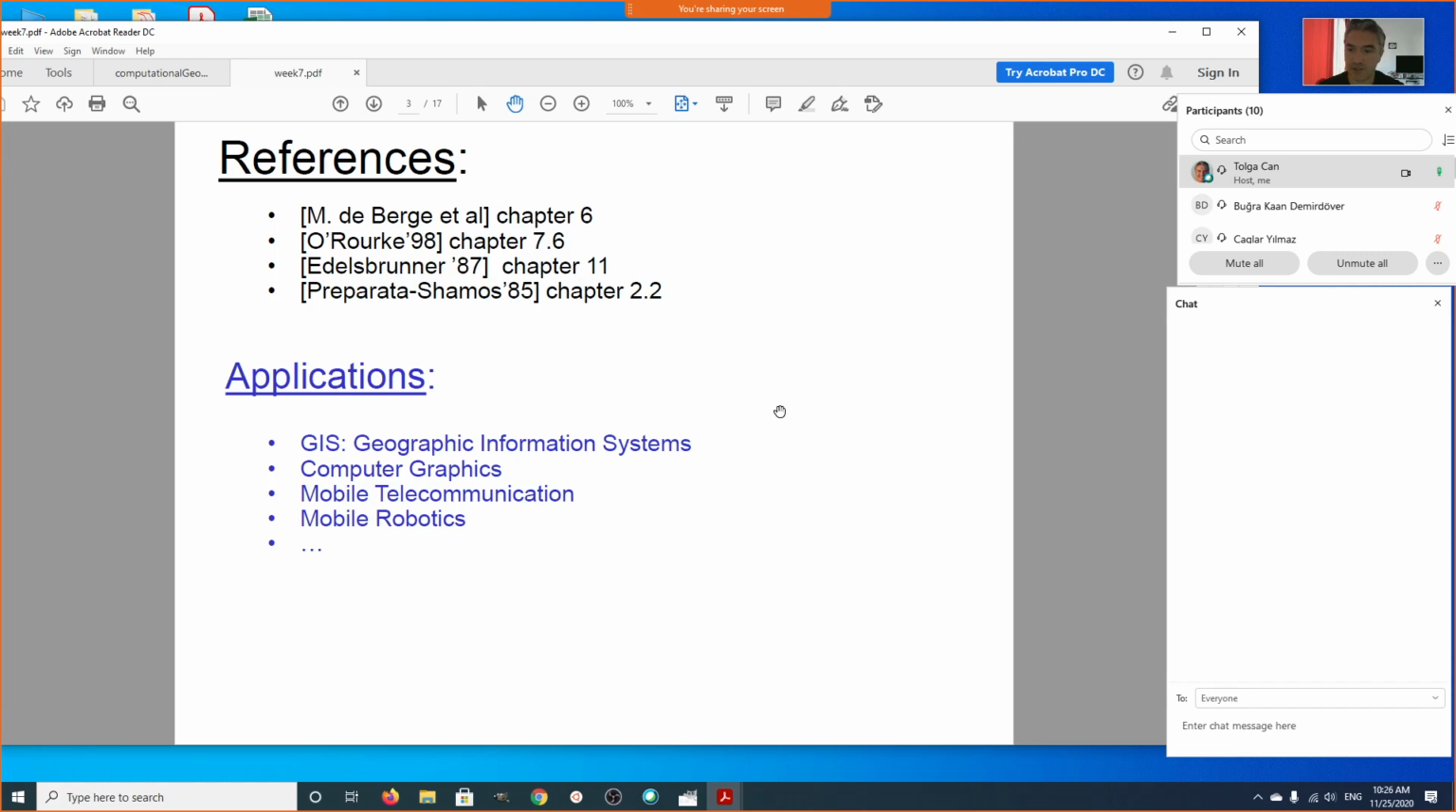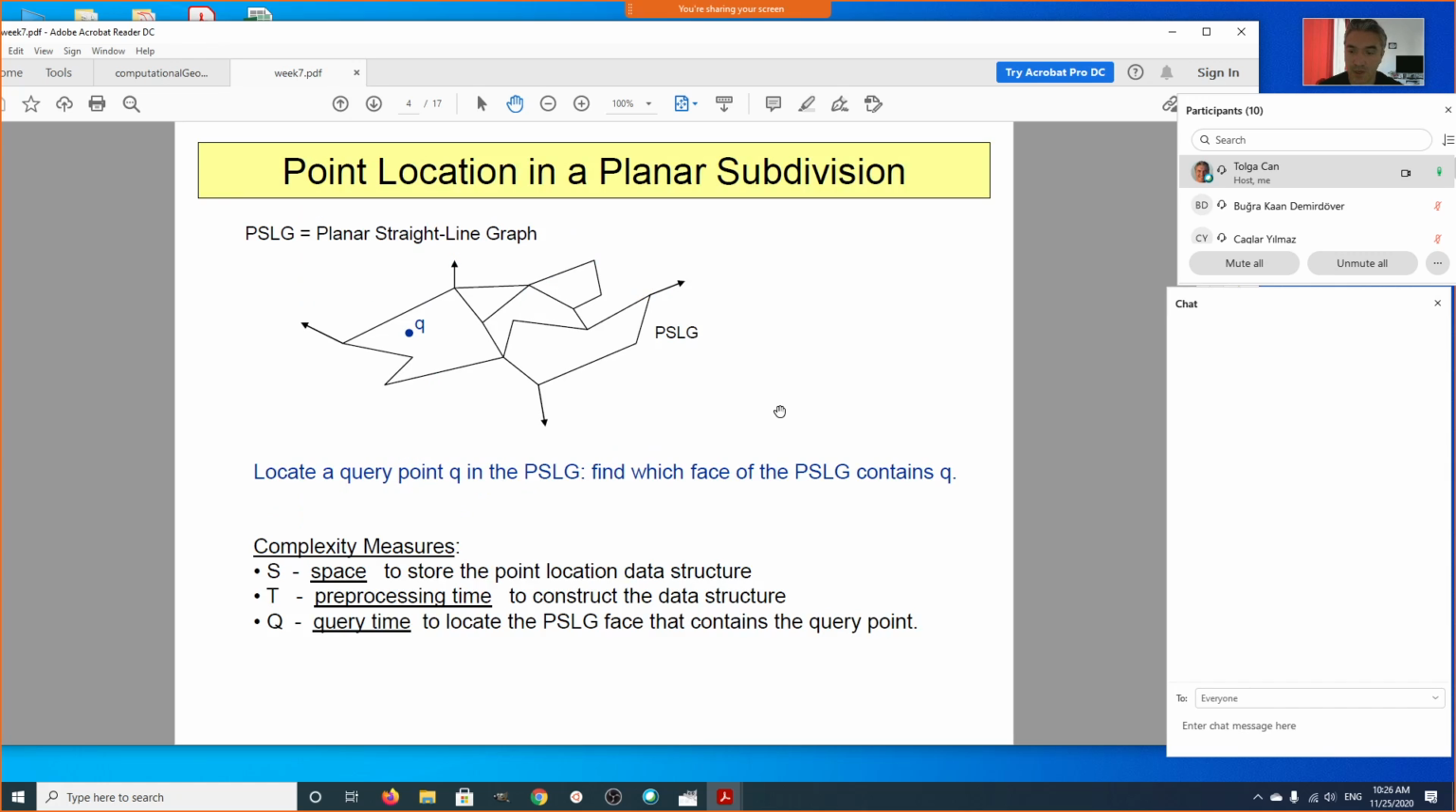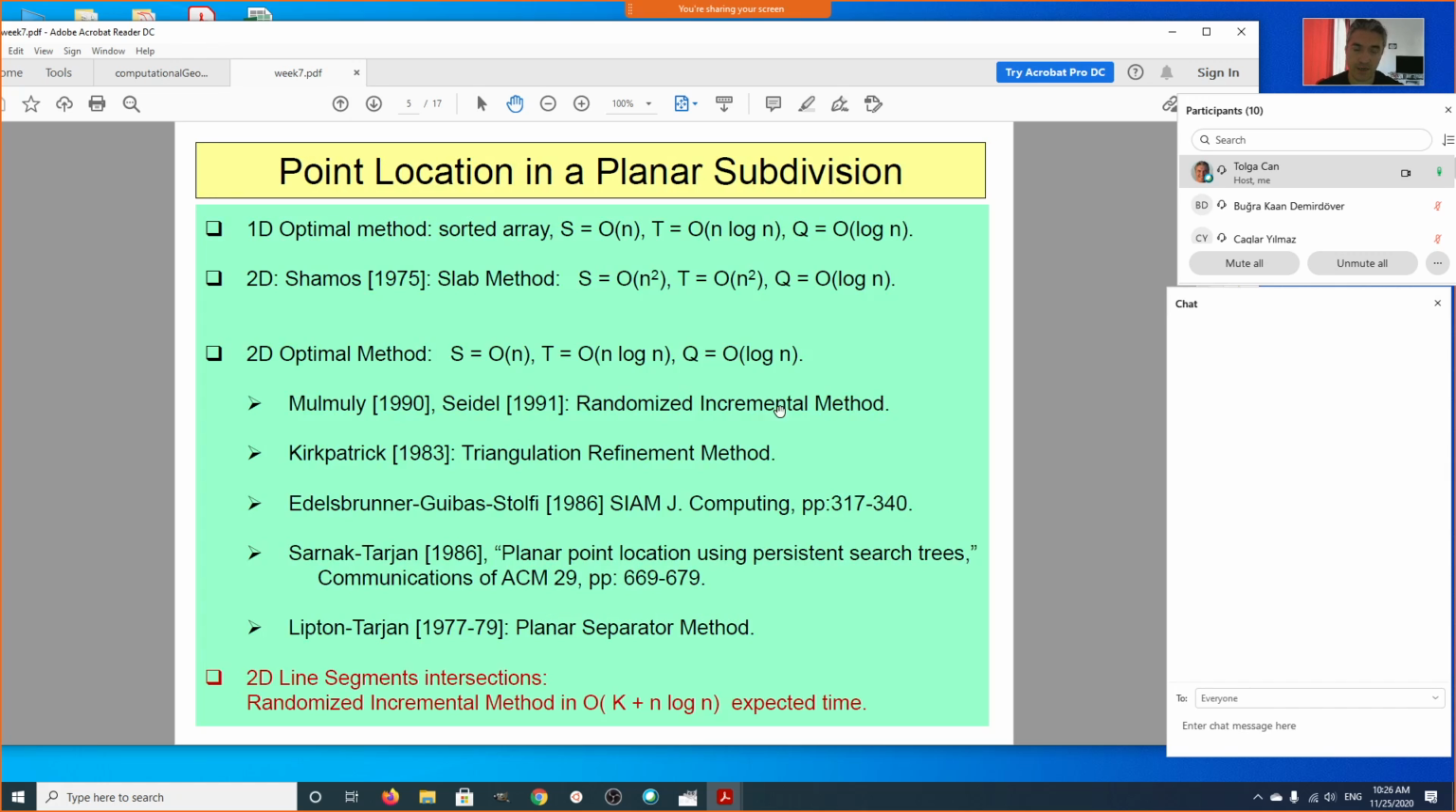It has many applications in geographic information systems mainly, but in other areas too, for example, mobile telecommunication and mobile robotics. Whenever you want to locate something in an environment, these algorithms may be used. So we have talked about these, and here's the historical part. There was a one-dimensional version of this: given a query point, can you identify which interval contains your point? You can answer this with binary search easily.